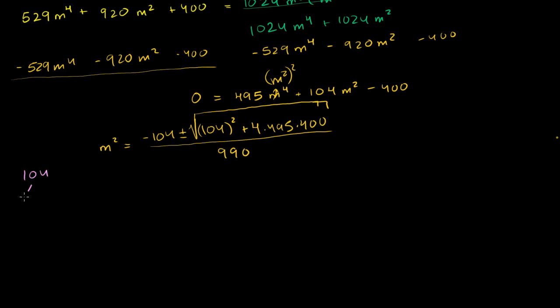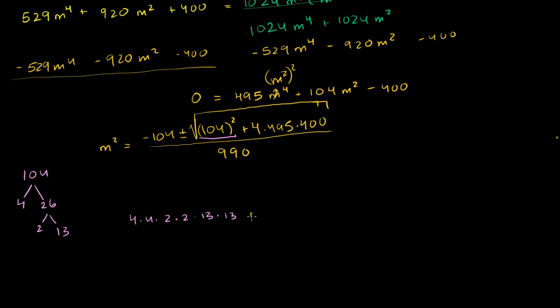So 104 is the same thing as 4 times 26, right? 4 times 25 is 100. 4 times 26, which is the same thing as 2 times 13. So that's 104. So 104 squared. Let's just worry about the radical right now. So this is going to be this squared. So it's going to be 4 times 4 times 2 times 2 times 13 times 13. That's this right over here. I squared it, so I put each of its factors twice.